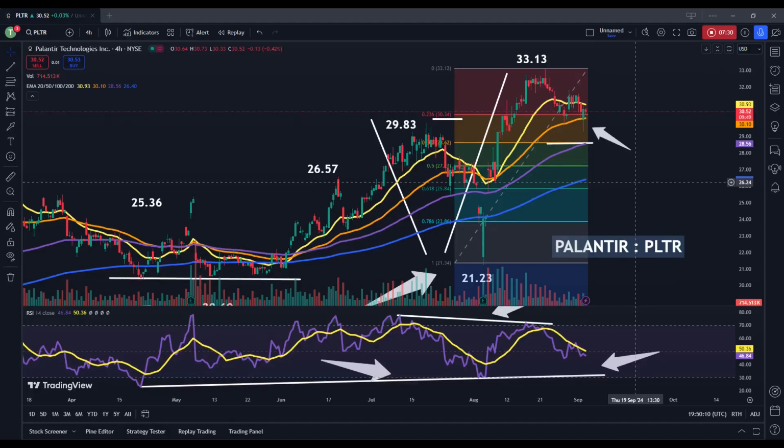So here's the current market update for Palantir Technologies Incorporated, stock ticker PLTR.